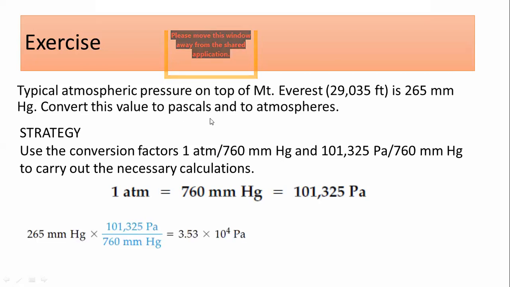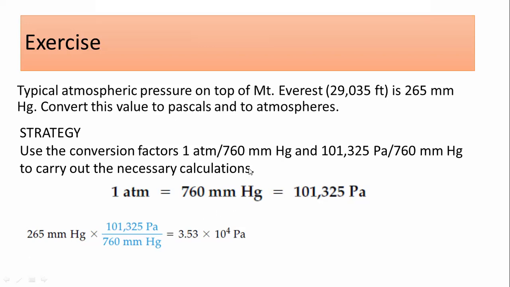So the first answer is this, because you have the 265 mm of mercury. So I am using this ratio because 760 mm of mercury is equal to 101,325 Pascal. So you can use it according to your requirement, because I need to cancel out mm of mercury and keep the Pascal. That's why it is written in the denominator. This is going to be cancelled out. What is left? The Pascal is left. When you solve this one, you will get the answer 3.53 exponent 4 Pascal, or even you can convert into kilopascal. It is up to you, but this would be the right answer.